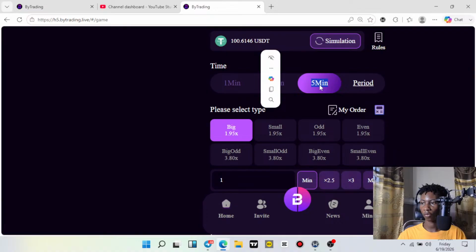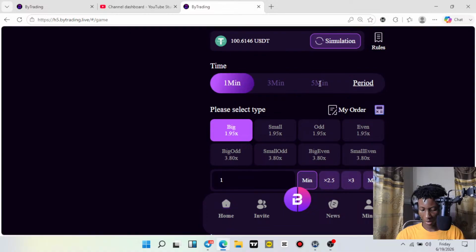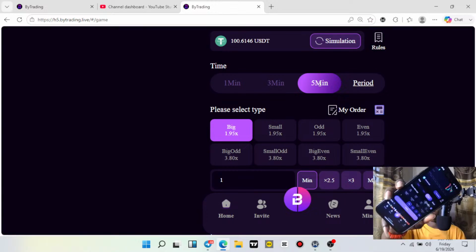I don't know why mine is doing like this, but actually on my phone I can access it and it won't be showing like this. So just BTC 28, and then on the 5 minute, it's working perfectly fine on my phone. You guys can see it.